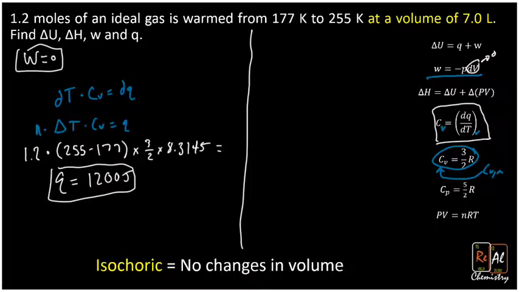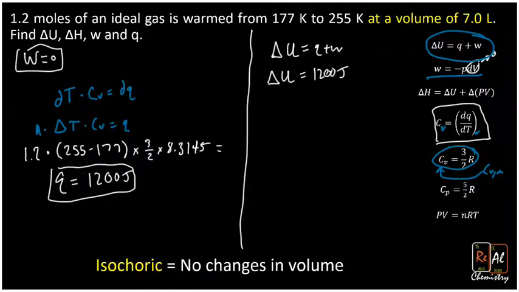Now that we have Q and W, we can use our first law of thermodynamics to get our change in internal energy. So delta U is equal to Q plus W. Delta U is equal to 1200 joules because our work is zero. So delta U and Q for an isochoric process are exactly the same.